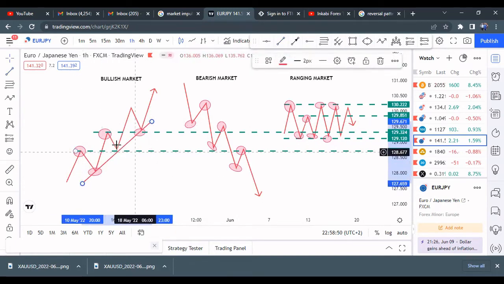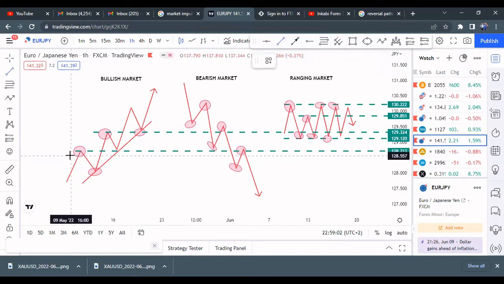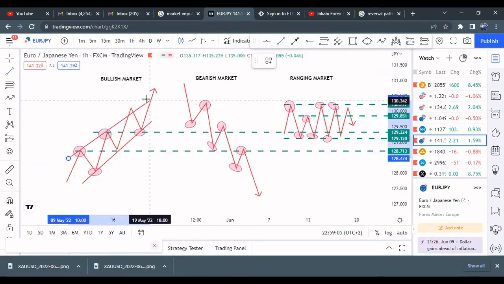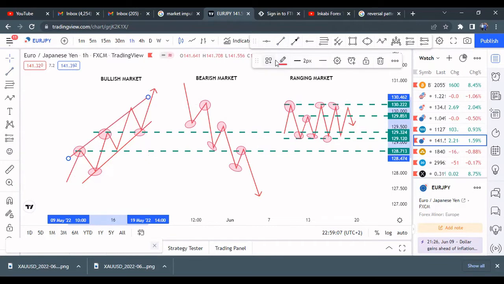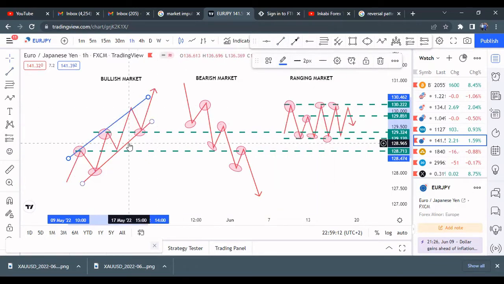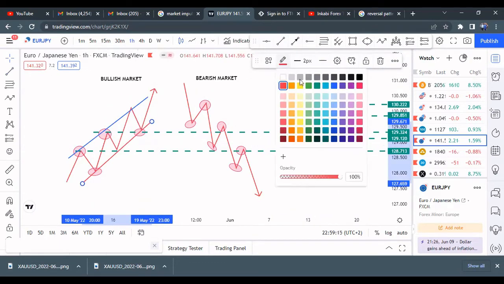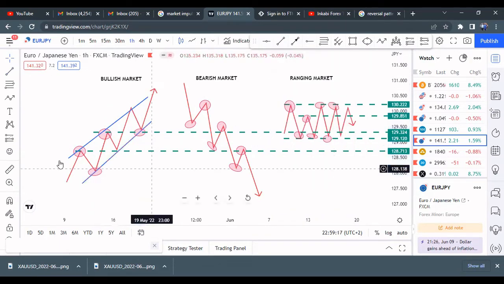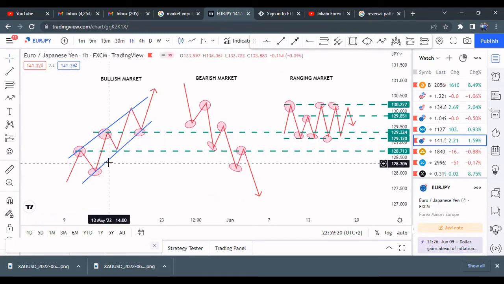So a price can be supported diagonally. Diagonally, we can have a support, and then diagonally we can also have a resistance, right? Those are the things that you should note. So we can have a diagonal support, and we can have a diagonal resistance.